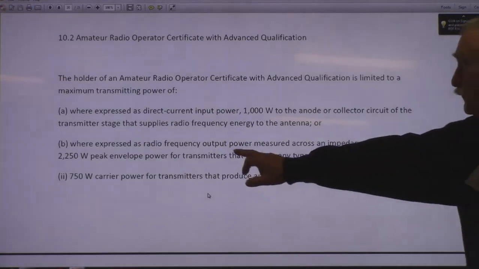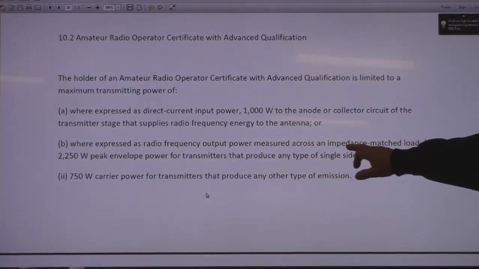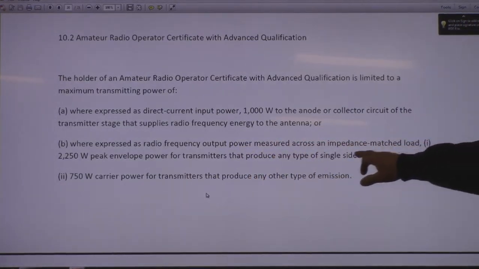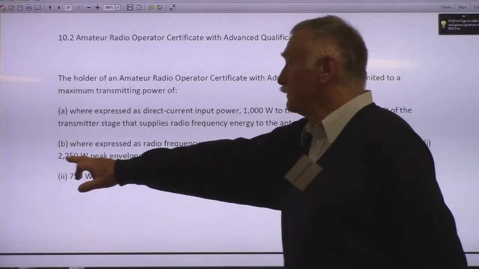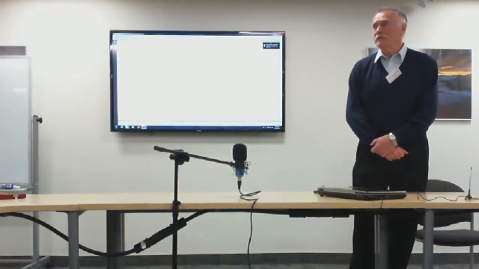Or where the radio frequency output power is measured across an impedance matched load, we are allowed 2250 watts peak envelope. It's bewildering again. So you have an advanced license. You buy a kilowatt amplifier. Meaning of that is that you are allowed to draw a kilowatt of power from a power supply. Suppose you operate a kilowatt amplifier in your car, then you need a big power supply because a kilowatt is pretty well 80 amperes from 13 volts.